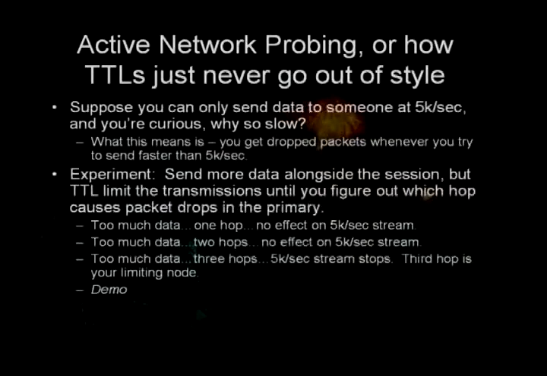Now, what TCP discovers is, I'm going to send traffic at 5 kilobytes a second. If I exceed 5 kilobytes a second, packets start dropping. So what do we do? We exceed 5 kilobytes a second for 1 hop. Nothing happens. 2 hops. Nothing happens. 3 hops. Nothing happens. 5 hops. Oh, now packets start dropping. Oh, now I've determined that the bottleneck on my particular session is 5 hops away.